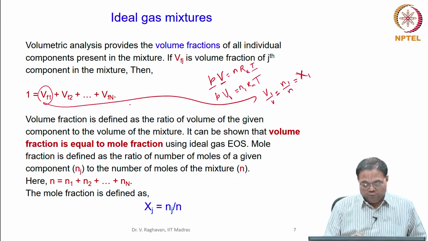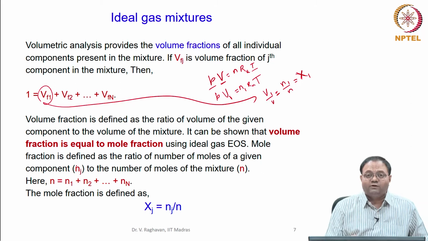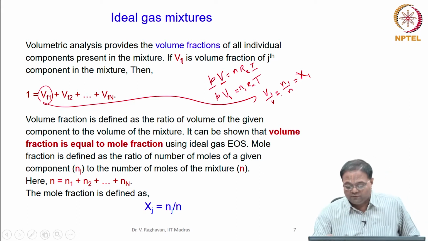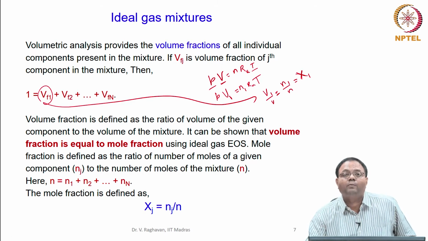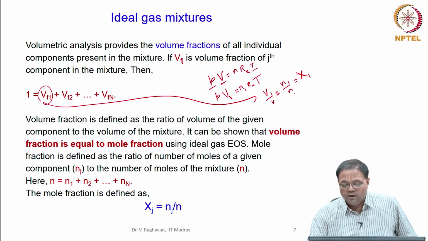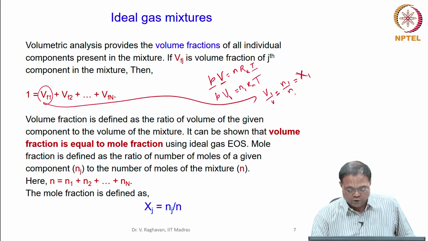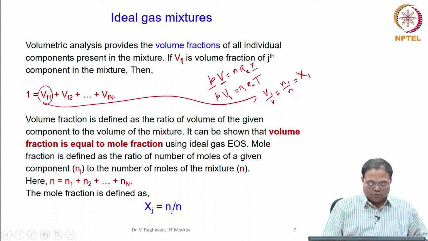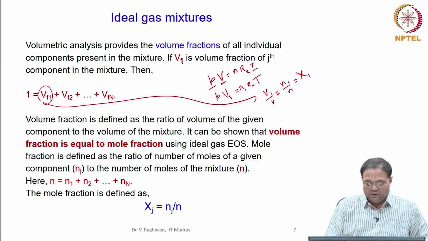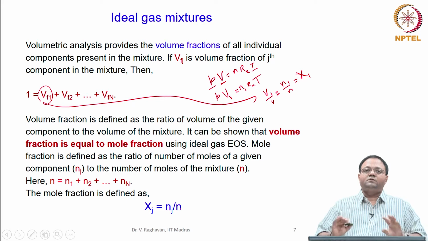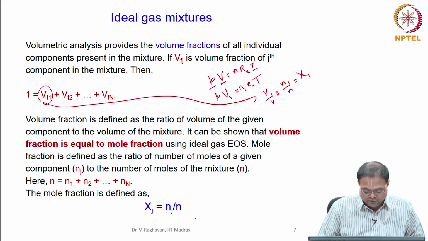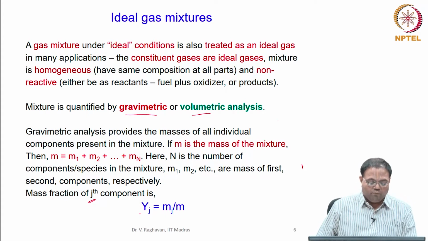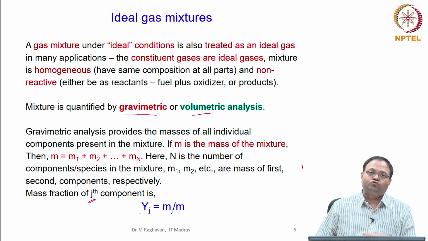So, what is mole fraction? It is defined as the ratio of the number of moles of the given component to the number of moles of the mixture. For example, here the number of moles of the first component is N1, divided by the number of moles of the mixture, N. So, N1 by N is X1. Similarly, for any jth component, Xj is Nj by N, that is it. So, mole fractions are defined. In the previous slide we defined mass fraction, which is M1 by M for the first component, and so on.